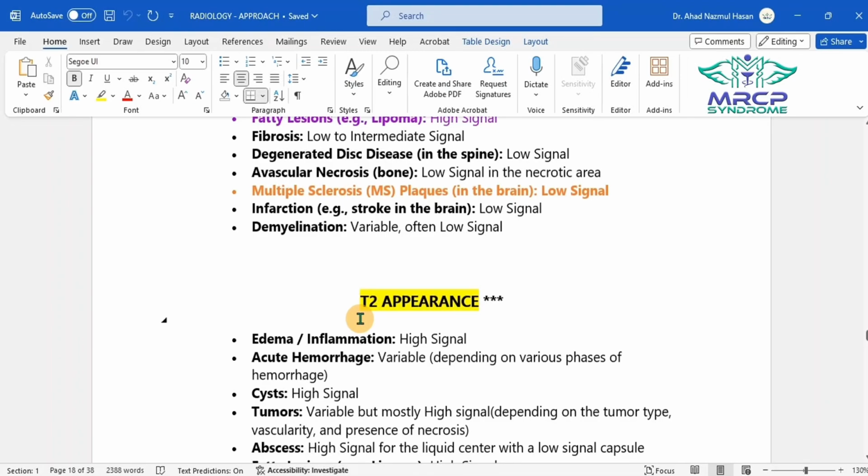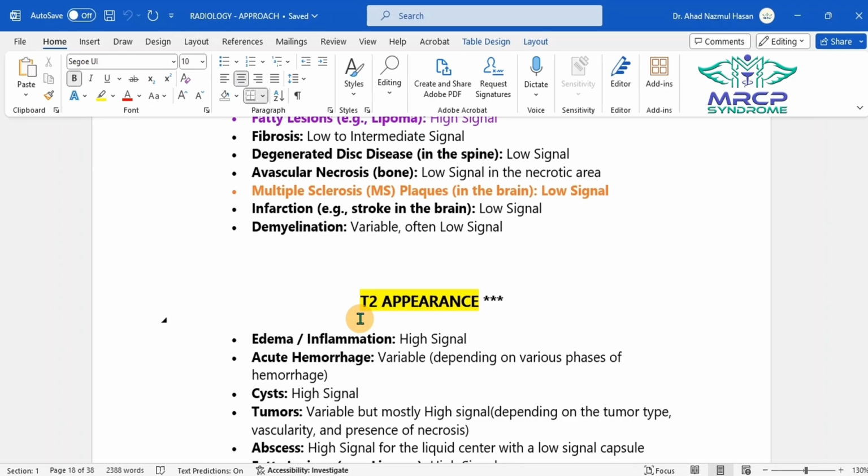And with respect to multiple sclerosis, multiple white matter plaques, in case of T1, it should be low signal. And in case of T2, it should be high signal. Which type of sequence is most commonly used in case of multiple sclerosis? T1, FLAIR, T2, or STAR pattern? FLAIR. Yes. In case of multiple sclerosis, we commonly go for the FLAIR sequence.